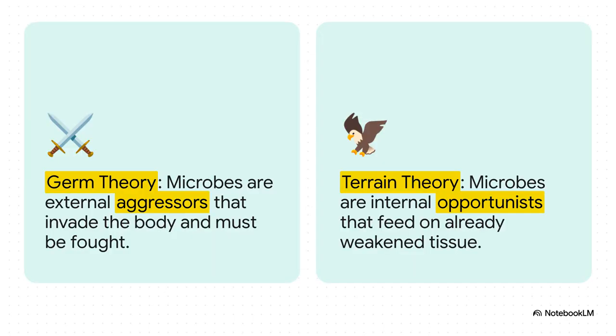You know, another way to think about it is this. Are germs aggressors or are they scavengers? The germ theory model really frames microbes as external attackers that we have to defend ourselves against. The terrain theory model, on the other hand, sees them more as internal opportunists, like scavengers that only show up to thrive when tissue is already weakened or unhealthy.